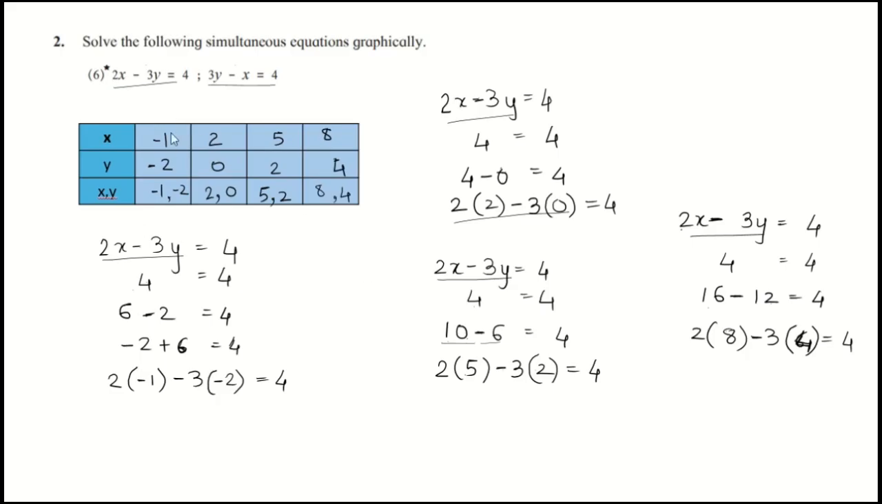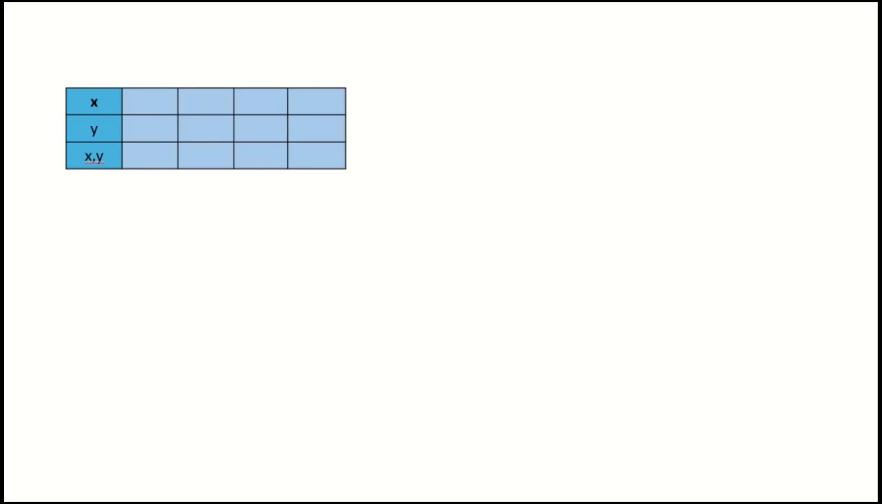As we got all 4 points of this equation, we will need to find 4 points for this equation. 3y minus x is equal to 4.